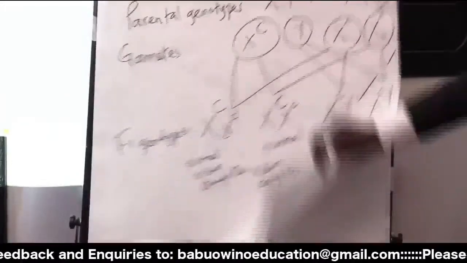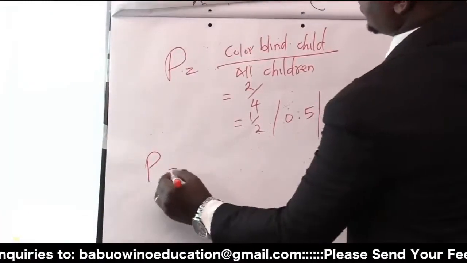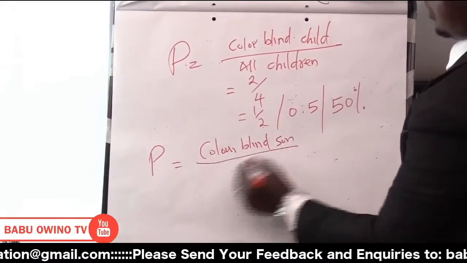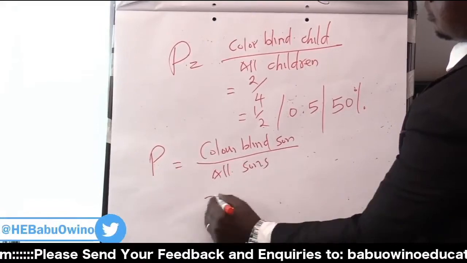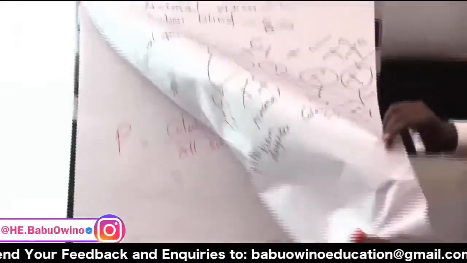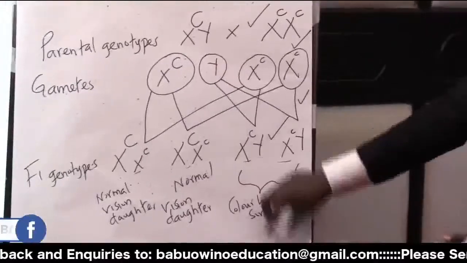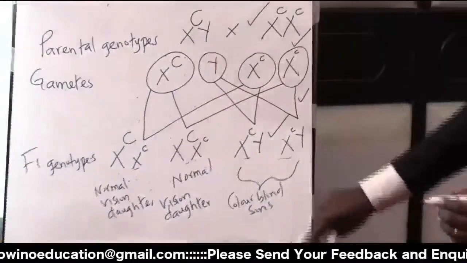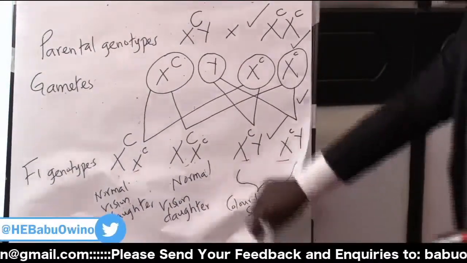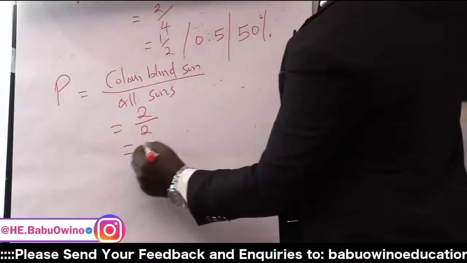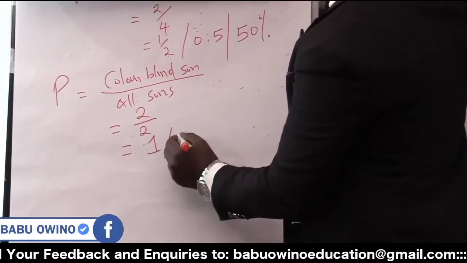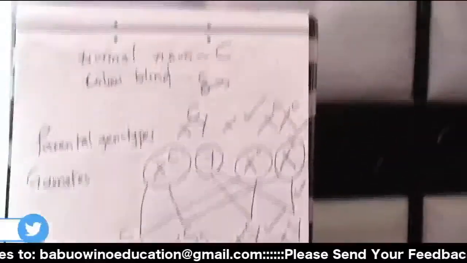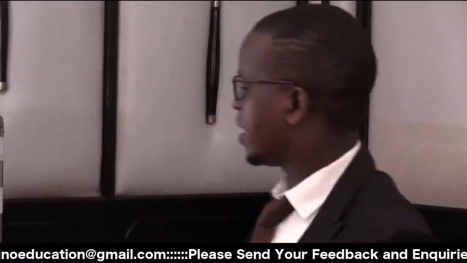If we come to the probability of them getting their son being colorblind, that will be probability of colorblind son over all sons. So how many sons do we have who are colorblind according to this working? We are having two sons being colorblind. So that will be 2/4. How many sons are we having? We are having two sons. So that is 2/2, giving you a probability of 1. What this means basically is that in this family, if they were to give birth to a son, then without question, that son will be colorblind.